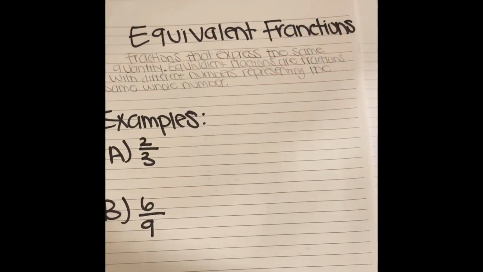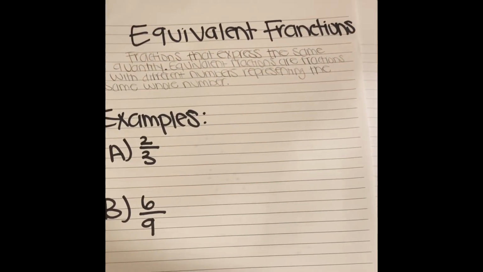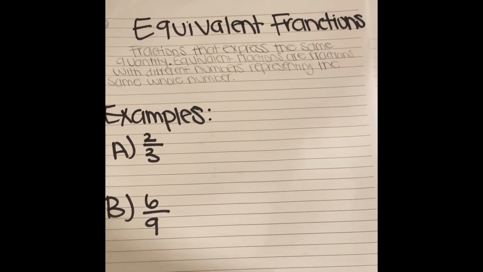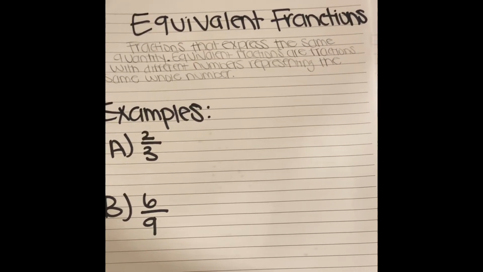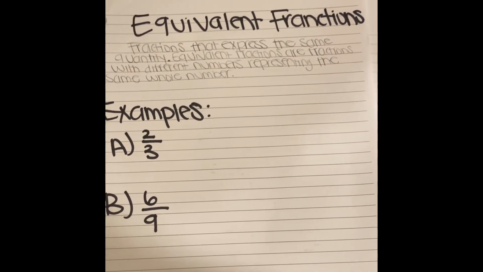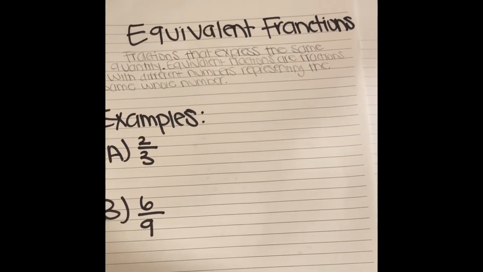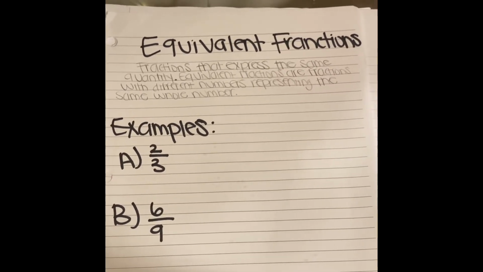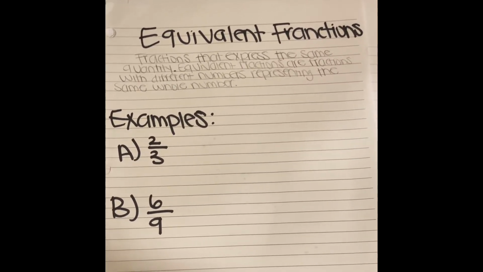Okay, so now that we reminded ourselves what fractions are, let's start on how to find equivalent fractions. Equivalent fractions are fractions that express the same quantity. It's just saying that equivalent fractions are fractions with different numbers representing the same whole number. Right now, it might not make sense, but as we keep going, it's going to make more sense. And we're going to work with some examples to show you how it works.